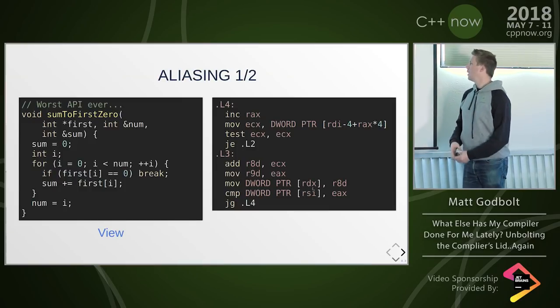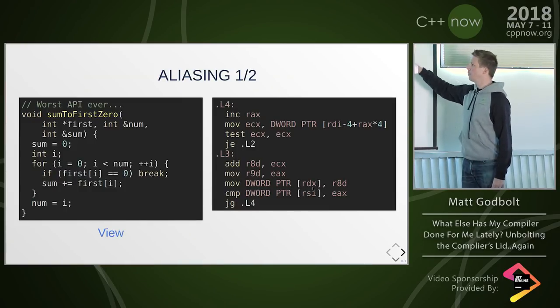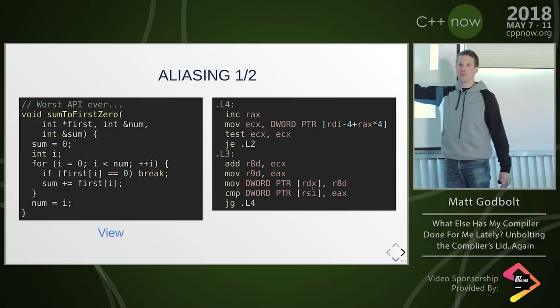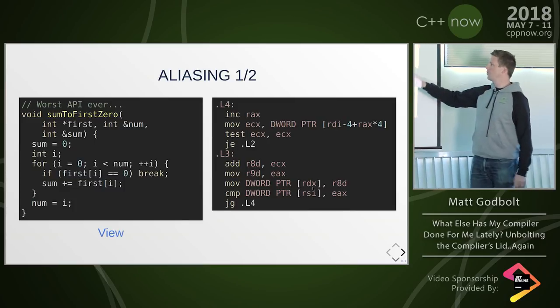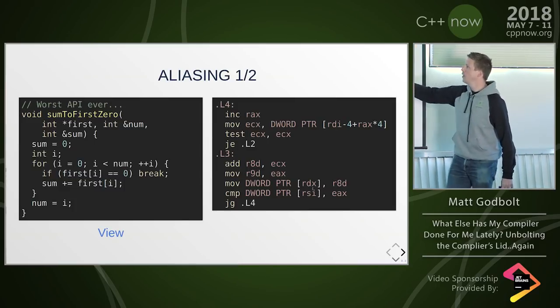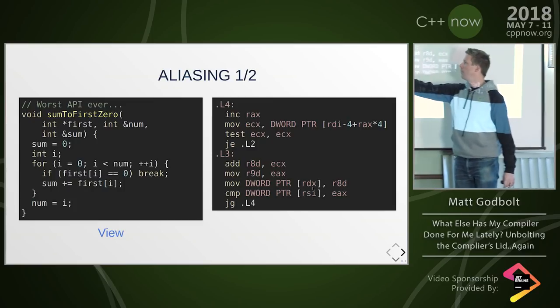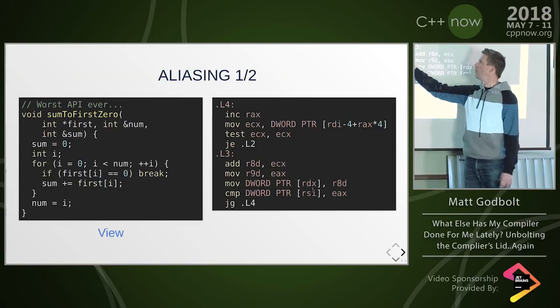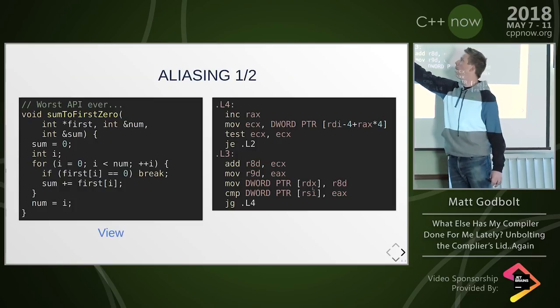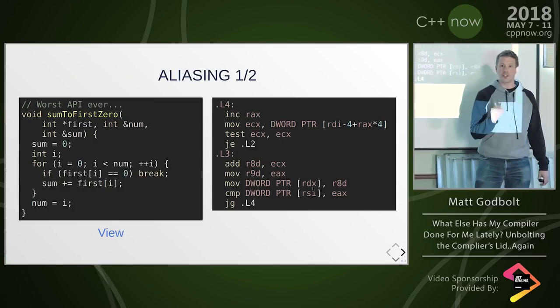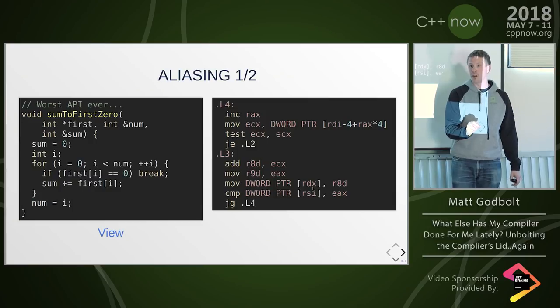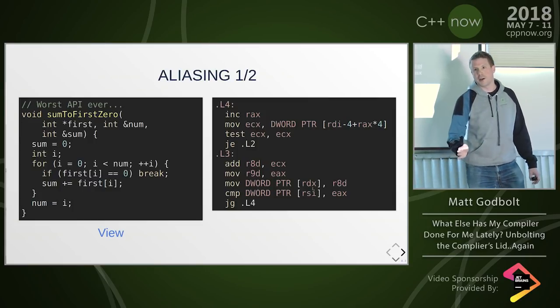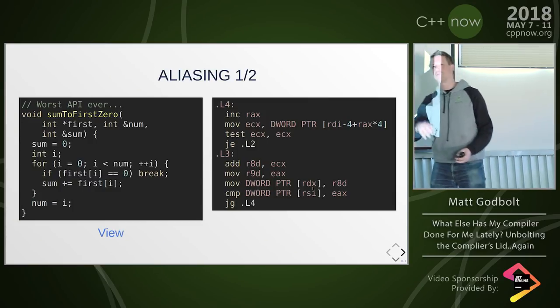So, you look on the right-hand side here, and there's an explosion of code here, mainly because we've got this conditional bailout in the middle. The thing I want you to see about this is the fact that because we're writing to this sum parameter, and we're also reading from this first array, the compiler can't tell whether or not this sum thing is actually one of the entries in the very array that we're running over, which would be terrible, of course.